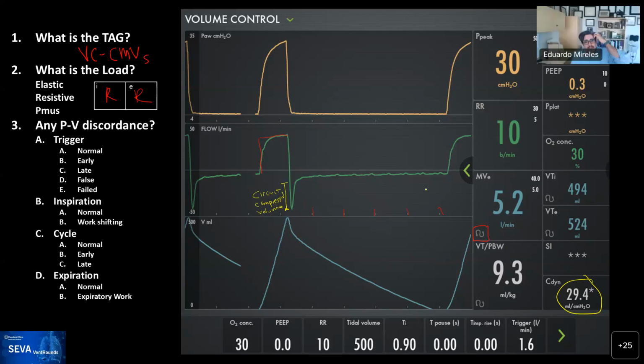In terms of PV discordance, some of you highlighted that there was no patient effort, and that is the case. This patient was deeply sedated and paralyzed and had no patient activity. So there's no evidence of trigger. There's no work shifting. There's no cycle because it's all set by you.